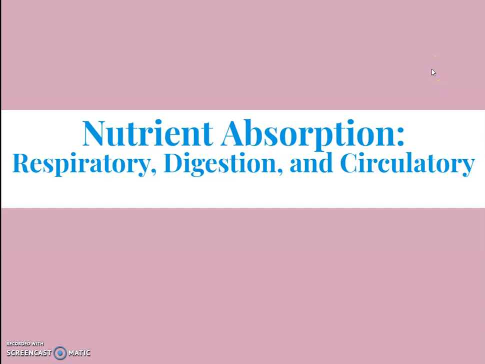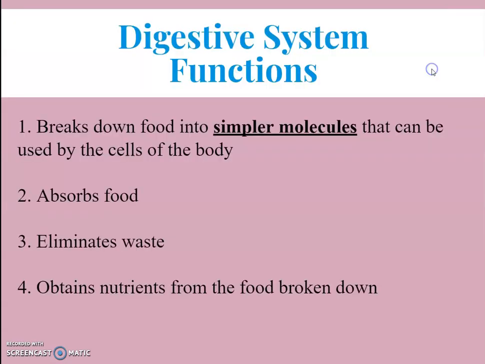Welcome to the lecture on the nutrient absorption systems. Today we're going to focus on three systems that have to do with nutrient absorption: the respiratory system, digestive system, and circulatory system. So first we're going to look at the digestive system.